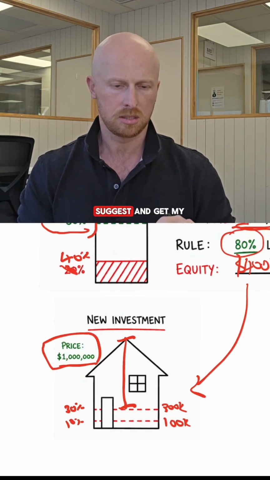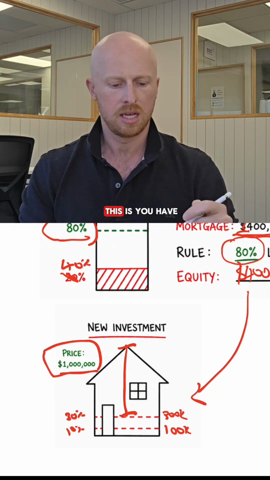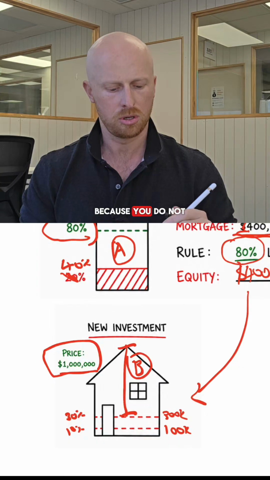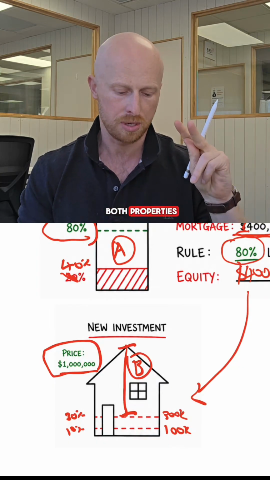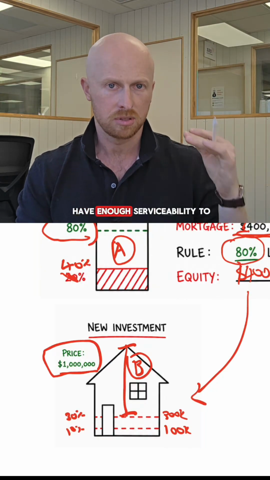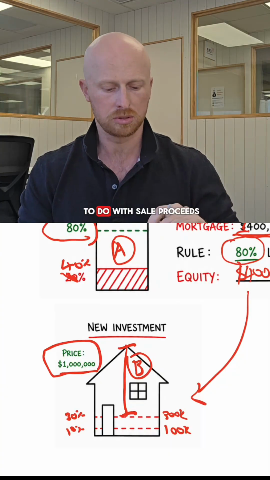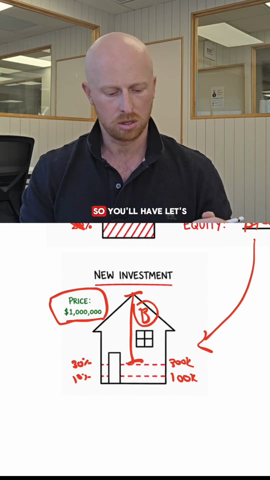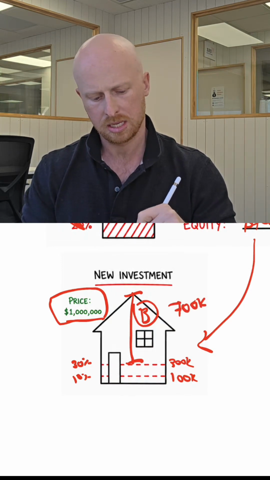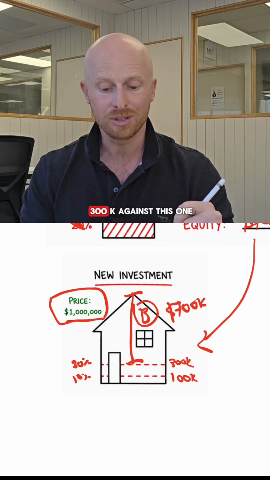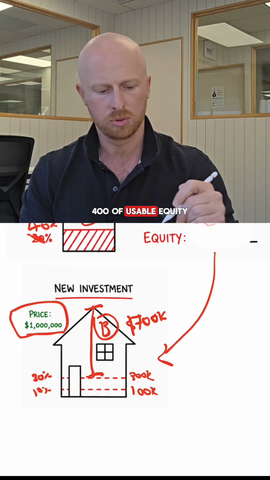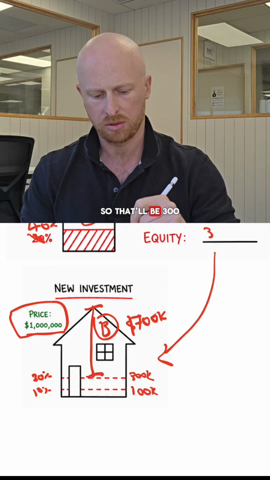So what I would suggest, and get my advice on this if you're going to do this, is you have this one at one bank, say Bank A, and this one at Bank B, because you do not want one bank controlling both properties and all the debt. It gets messy, especially if you have to sell a house and you do not have enough serviceability to remain the mortgage. They'll tell you what to do with sale proceeds instead of you getting to choose. So let's just say you're going with 30% deposit, you have 700K against this property, you have an additional 300K against this one, so you won't be using the 400 of usable equity because you only need 300, so that would be 300.